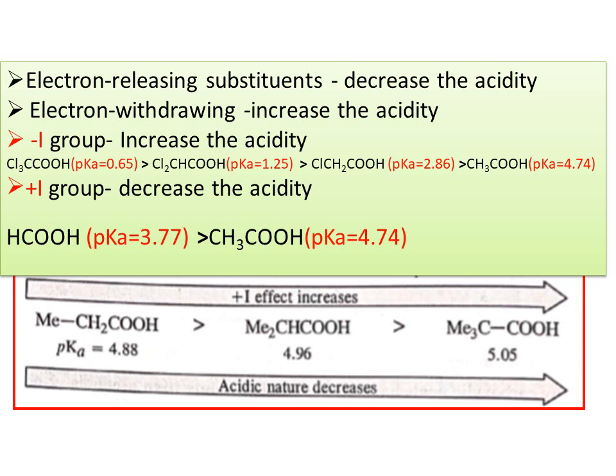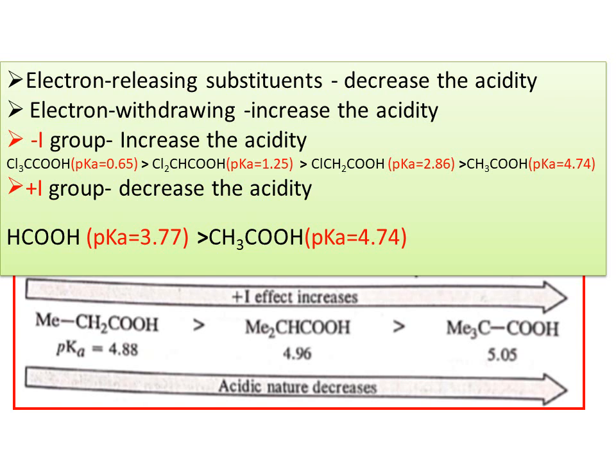Not only that, the electron withdrawing and electron releasing nature of the substituent is somewhat related with the inductive effect of the substituent. A minus I effect group, that is an electron withdrawing group, increases the acidity of carboxylic acid.